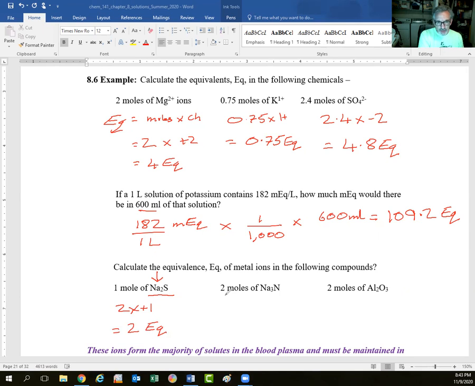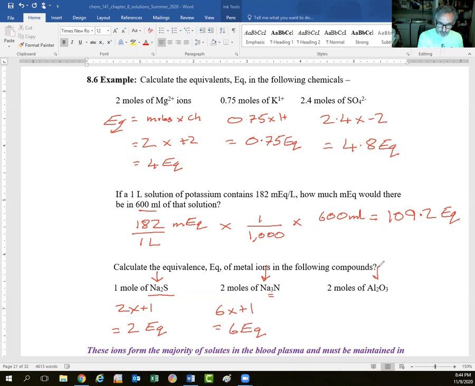Second one, 2 moles of sodium nitride, but in every mole of sodium nitride, there's 3 moles of sodium. So 2 times 3, that'd be 6 moles, multiplied by the +1 charge, so equal to 6 equivalents of sodium ions. And then finally, 2 moles of aluminium oxide, or aluminum for our American friends.